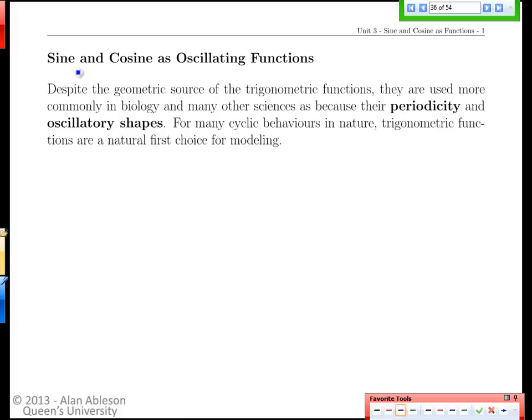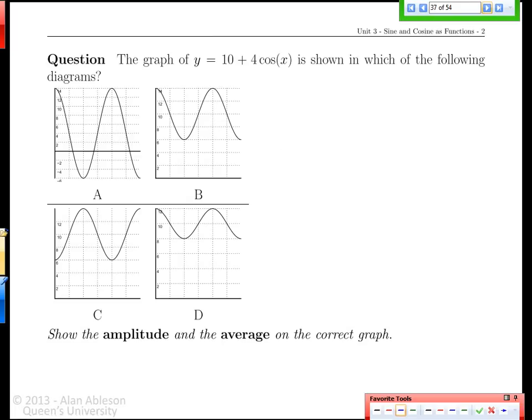Notwithstanding the interesting geometric sources for sine and cosine, they're most often used in other applications, not because of geometry, but because they're one of the few families of functions that we know that oscillate, that go up and down, that repeat themselves. Quadratics, cubics, exponentials don't do that. So we're going to study a little bit of how we can adapt the sine and cosine functions to build functions with other properties that we might want.